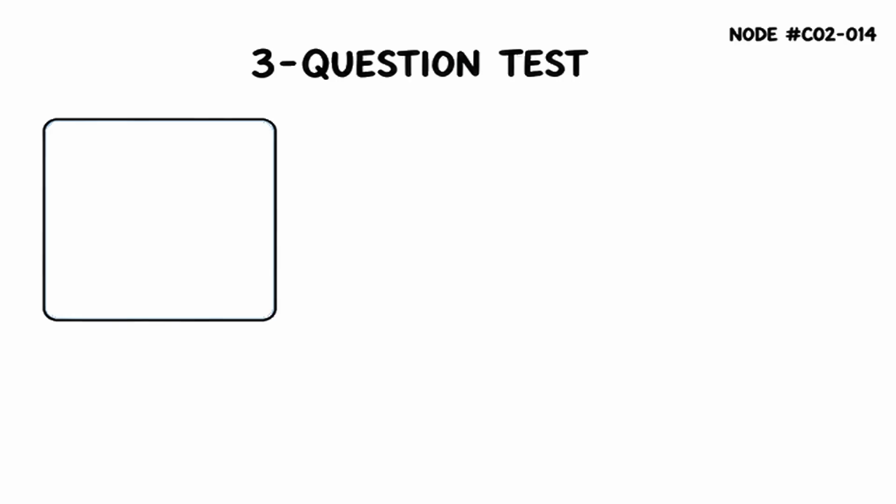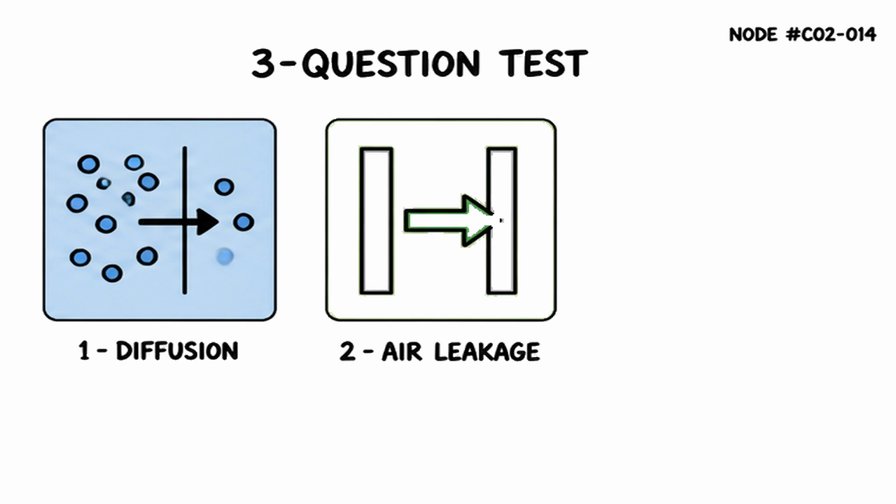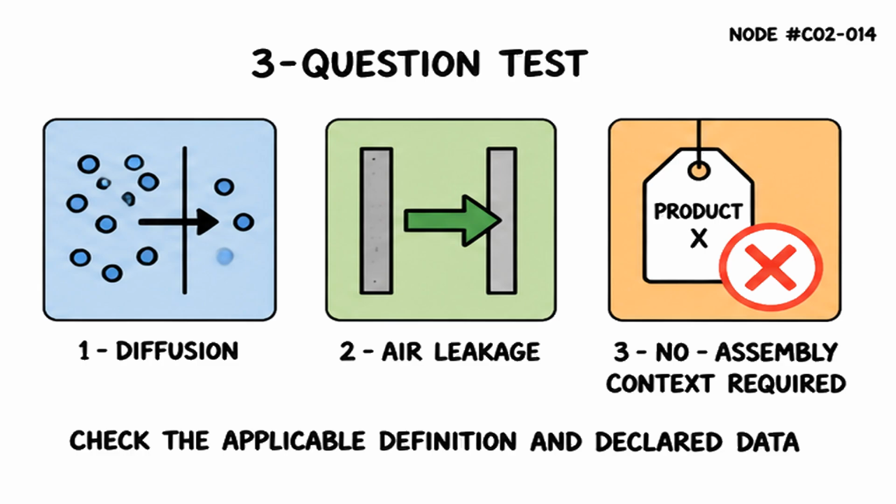Final test: molecules moving through a solid layer? Diffusion. Bulk air through an open seam? Air leakage. Does the label vapor barrier prove the whole wall is suitable? No. Assembly context and applicable evidence are still required.